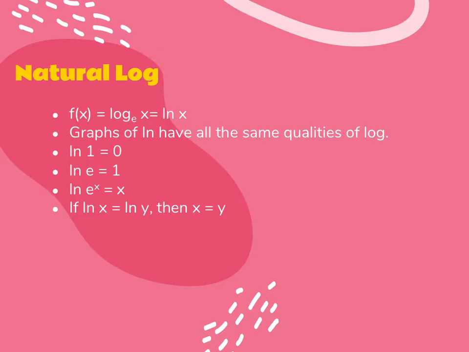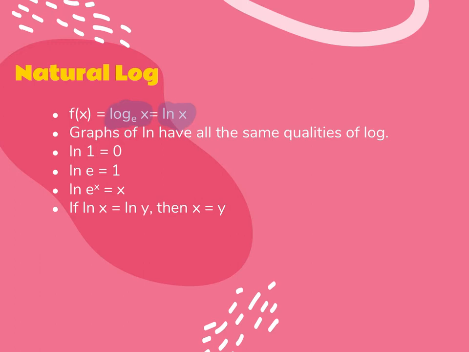All right, the last thing we're going to talk about in this section is called the natural log. So remember that E is the natural base. Log base E is called the natural log. So this is used in place of log base E, and it's ln. ln is log base E.